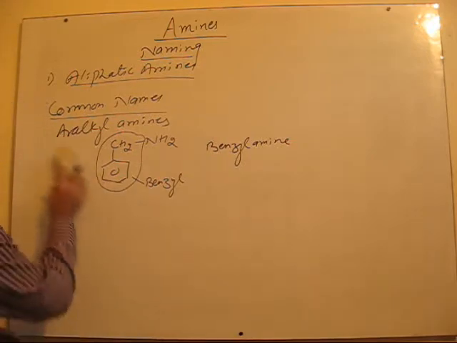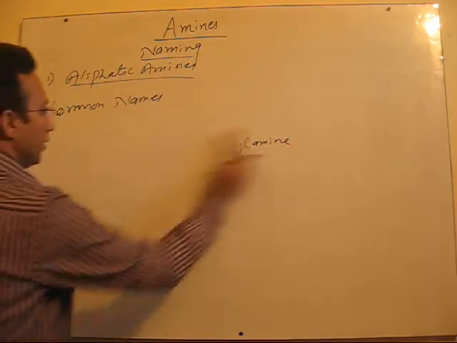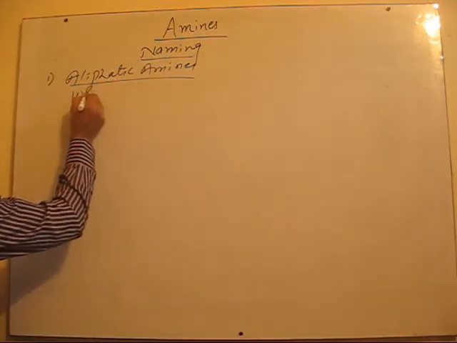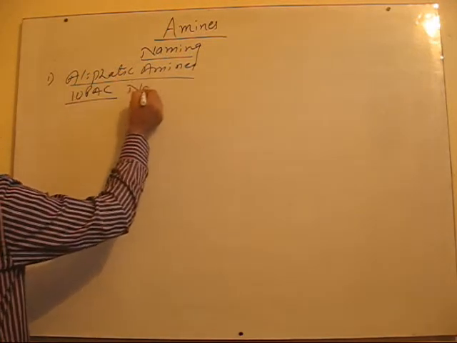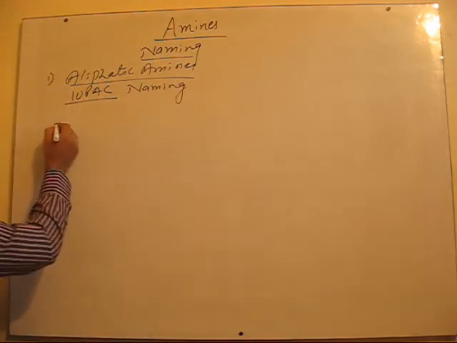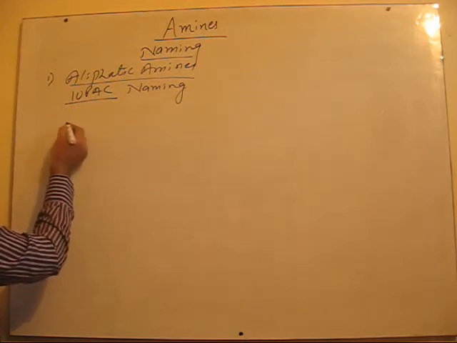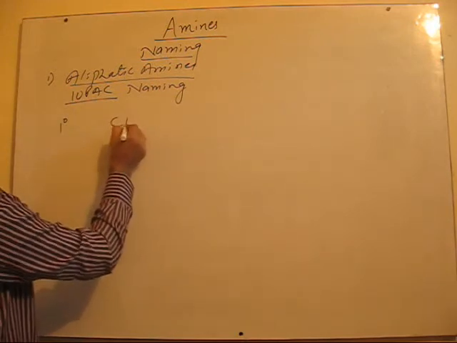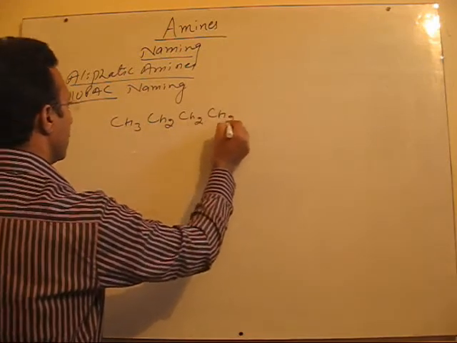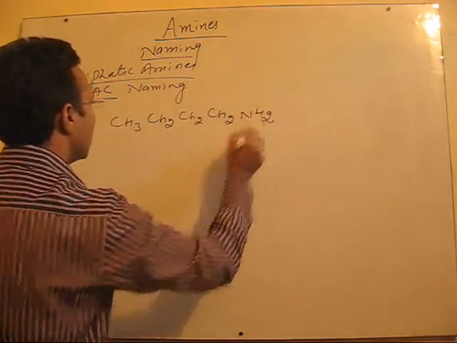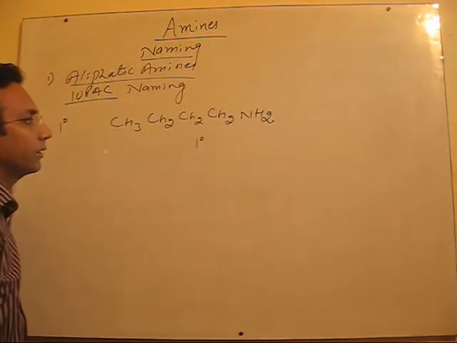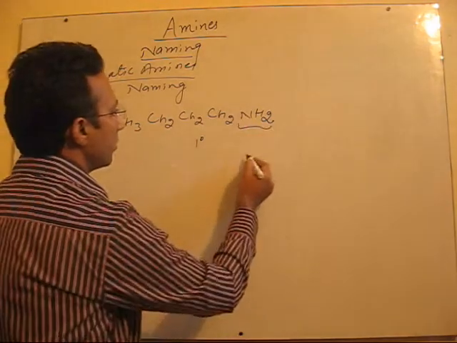Fine. Now let me take up briefly the IUPAC naming for amines. First of all, let me take primary, CH3CH2CH2CH2NH2. Fine. So only one alkyl group is there. This is a primary amine. Fine. So it will be treated as NH2 treated as its secondary.